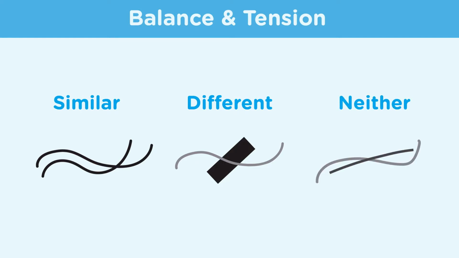And finally, we have an example of two elements that are neither really similar nor different. You want to try to avoid including elements in your design that are neither really similar or different, because this can tend to create visual noise that can be often unpleasing to view. So you either want to make them a little bit more similar or make them really different.